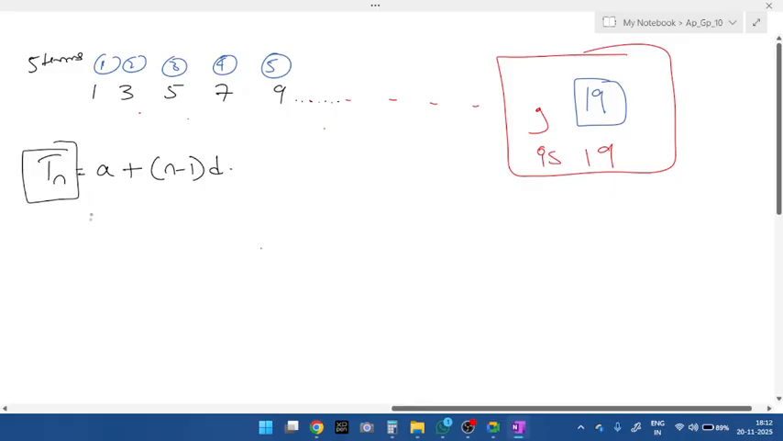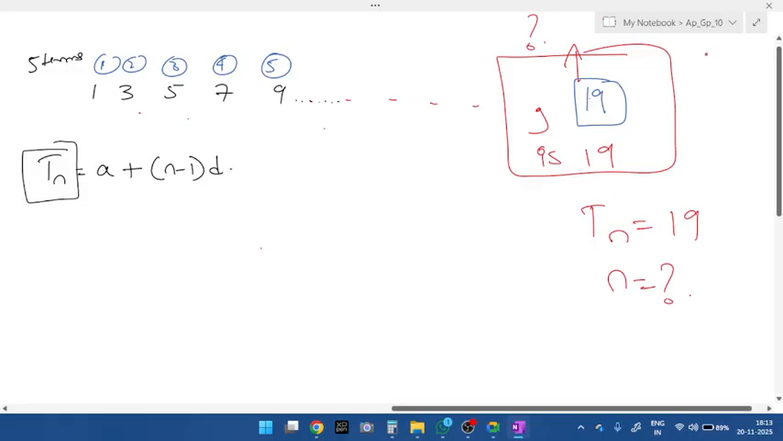Okay. So here, use the same formula. This 19, whatever they've given, that will be the main answer. T of n is 19. In this, we need to find the n value. So 19th is the answer. We need to find which position. For example, 9th is in the 5th position. In the same way, 19th is in which position?